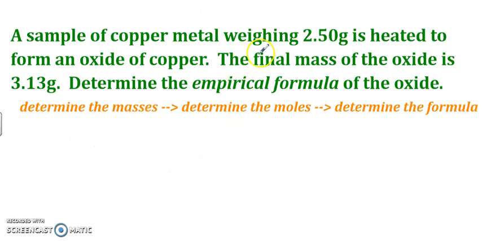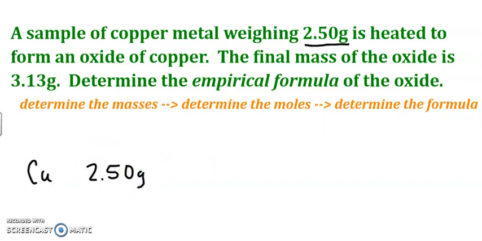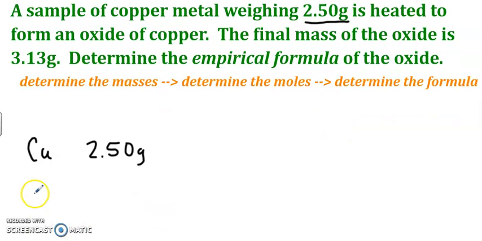Okay, so what we've got is a sample of copper metal weighing 2.5 grams that is heated to form an oxide of copper. The final mass of the oxide is this much. Determine the empirical formula. So we've got copper weighing this much, 2.5. And this is kind of fancy how they wrote this in the problem, because the oxide, the copper oxide, CuO, I don't know what it is. I don't know what these values are on this.